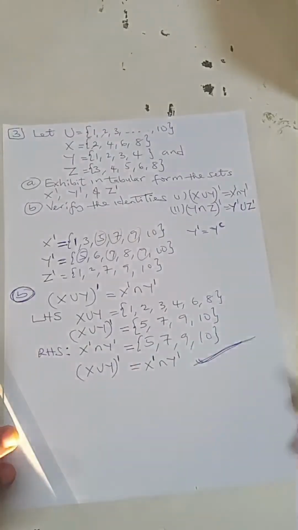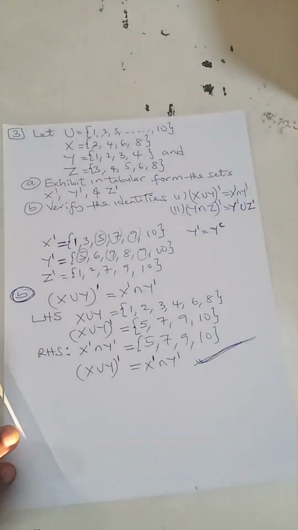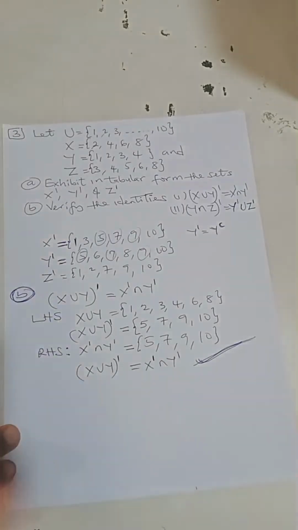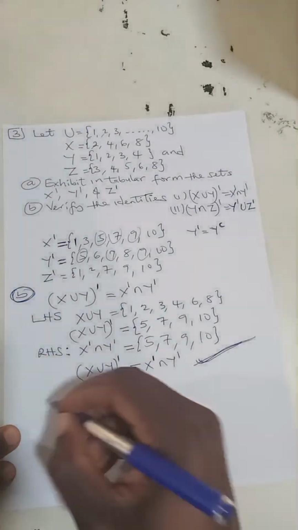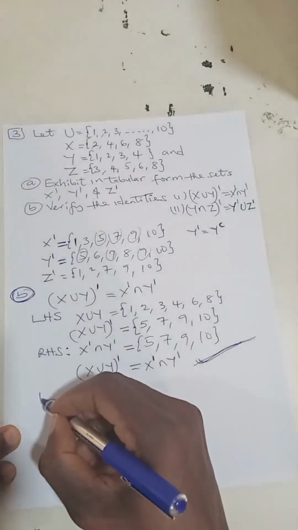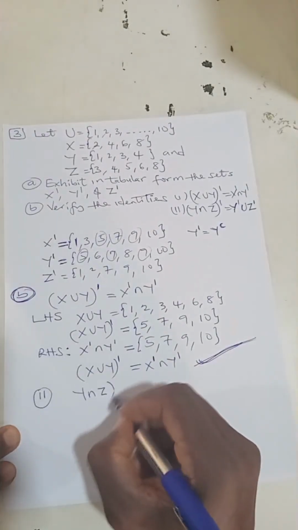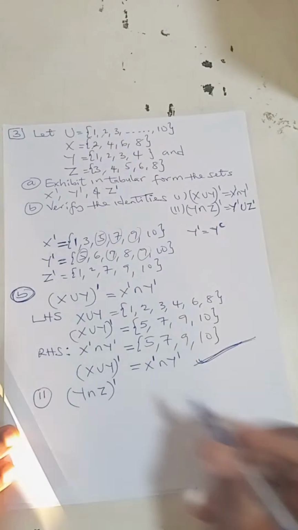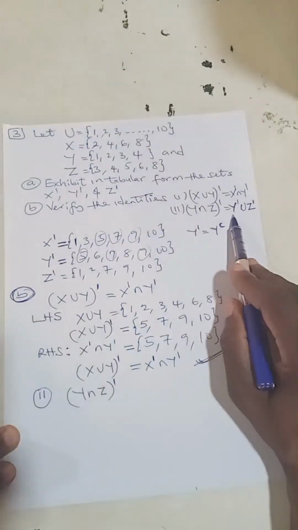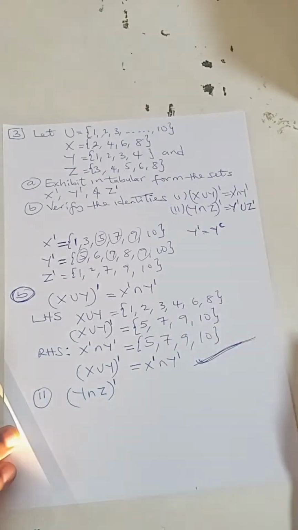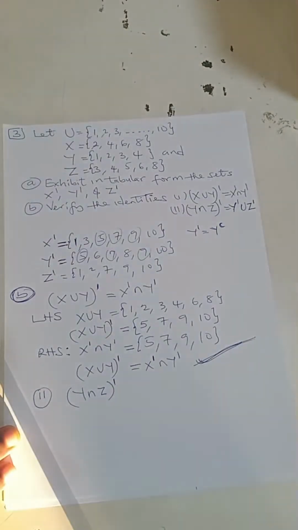And actually, this is the De Morgan theorem. It's actually correct. Let's check the second one. I want to confirm the second one: Y intersect Z complements equal to Y prime union Z prime. So let's solve the left-hand side first.